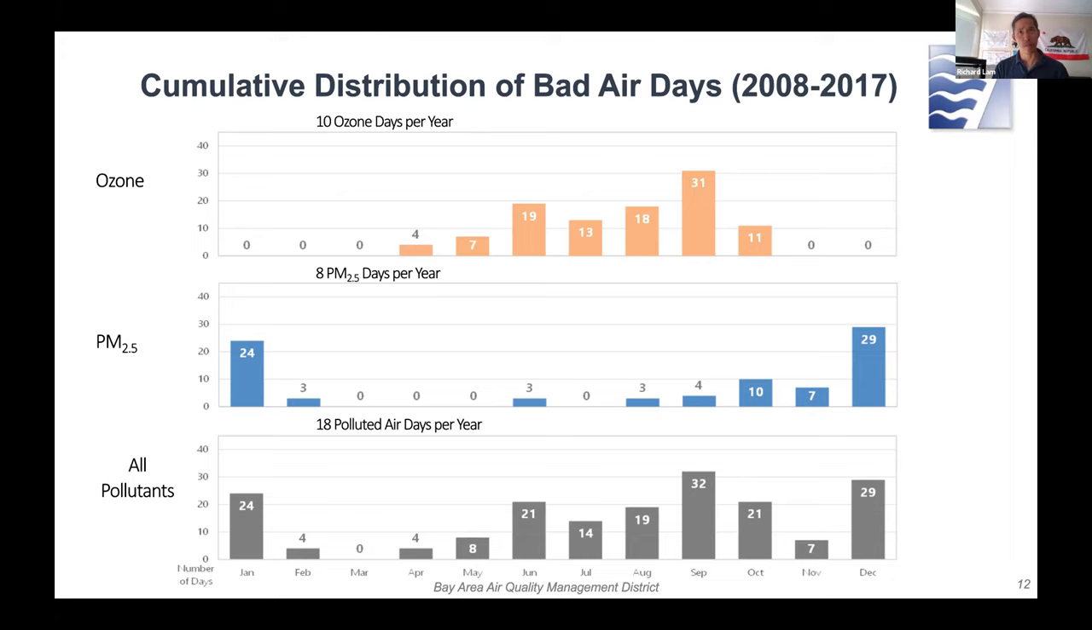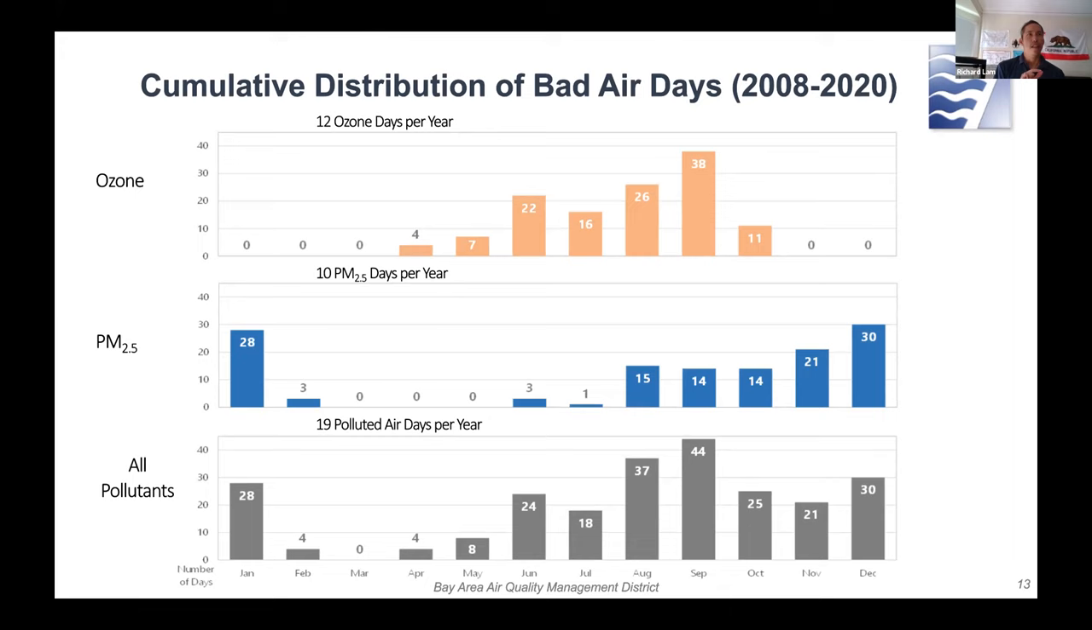So this one includes the wildfires of 2018, 19, and 20. And if you look at the second graph again, now we actually have more bad air days for PM2.5 in the months of August, September, October, and November. And those are from wildfires happening in the later parts of the summer season.